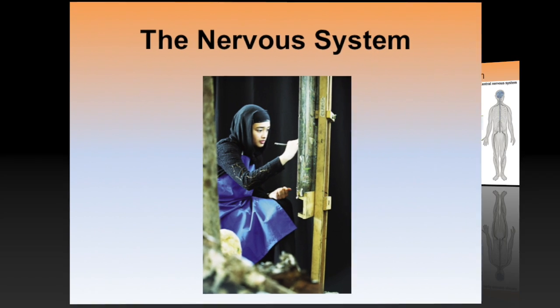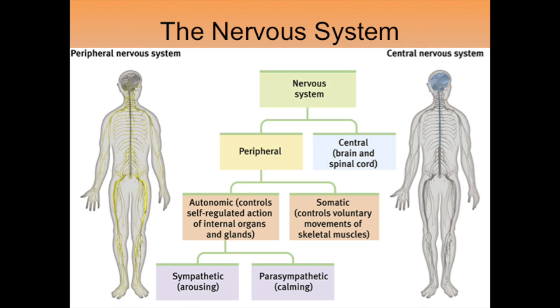Now we're going to look at the nervous system itself. The nervous system is divided into two main parts, the peripheral and the central. The central nervous system is the brain and the spinal cord. Now, the peripheral nervous system is further divided into autonomic, which controls self-regulated actions of your internal organs and your glands, and the somatic, which controls your voluntary movements. The autonomic system is also divided into sympathetic, which is arousing, and parasympathetic, which is calming. These two systems work together because the central nervous system communicates with the body's sensory receptors, muscles, and glands via the peripheral nervous system.